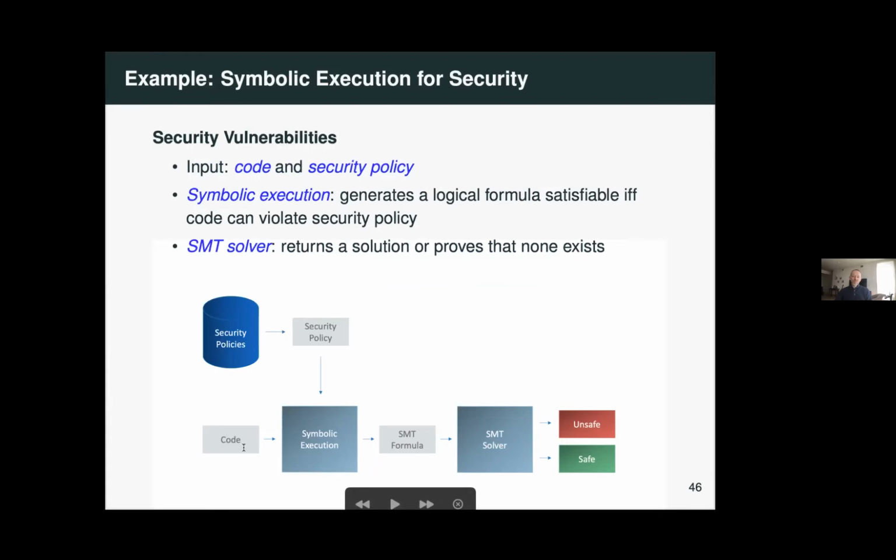So here, what you do is you take a particular security policy and some code. You translate this into a symbolic execution problem where you get a formula that's satisfiable if and only if the code violates the security policy. And then the solver checks to see whether it exists or not.